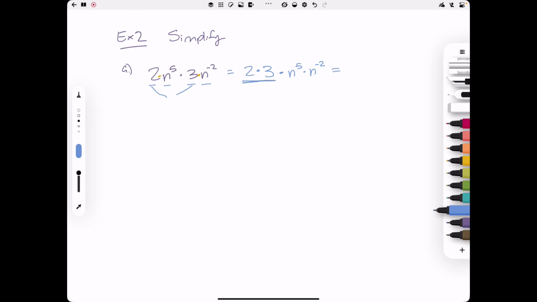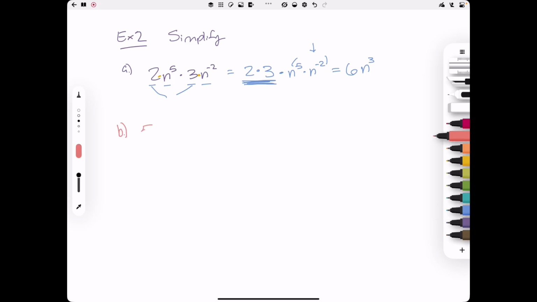So I can do this, because those are numbers. And I can do something with these exponents up here, right? So yes, it would be 6, and then what? N to the 3rd, right, because 5 adding a negative 2 is really like taking away 2, right? Okay, so how about this one then?